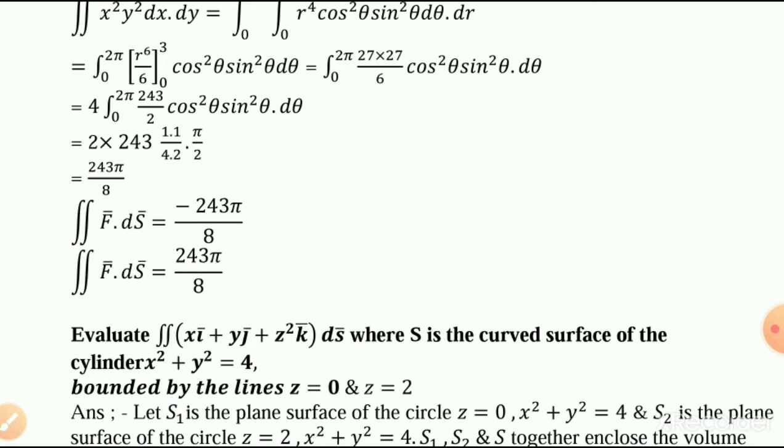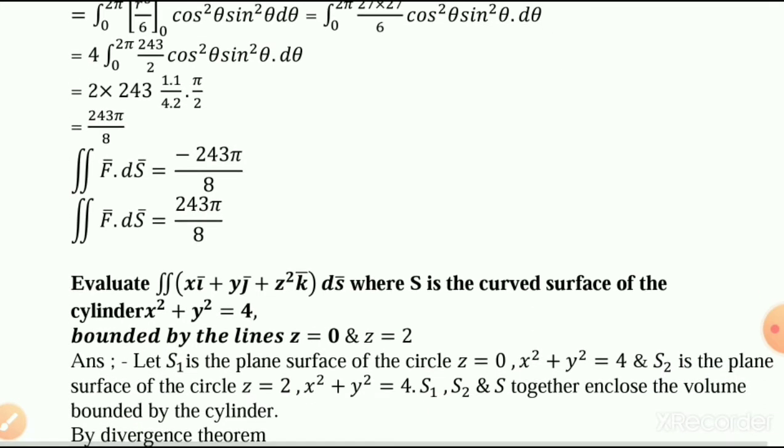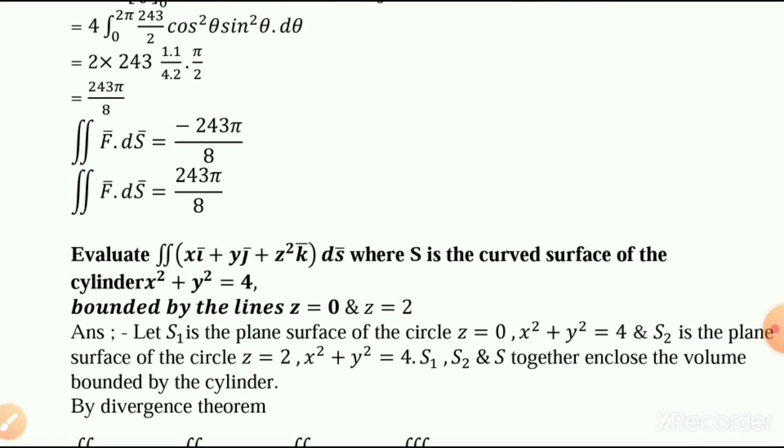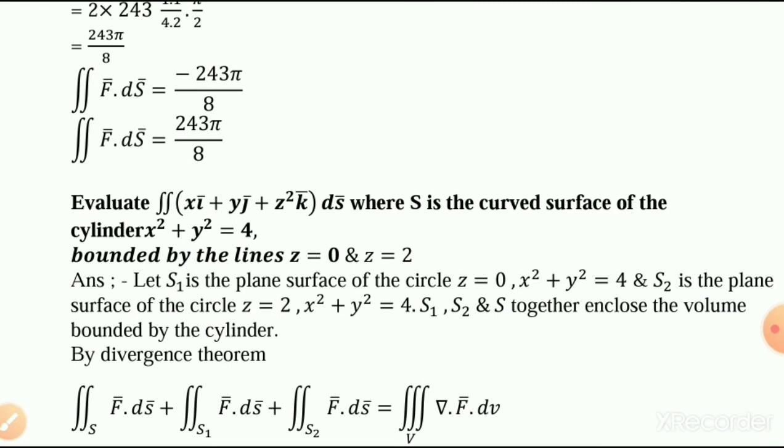By applying the reduction formula, we get the integration as 1 upon 1 into 1 upon 4 into 2 into 5 by 2. Both have the same even power, so that equals 243 into 2, and the 2 gets cancelled here. 4 twos are 8, so 243π upon 8. F bar dot ds bar on the bottom is minus 243π upon 8, and on the top F bar dot ds bar is 243π upon 8. So in this way we find the value.